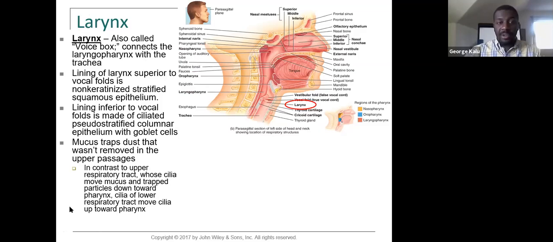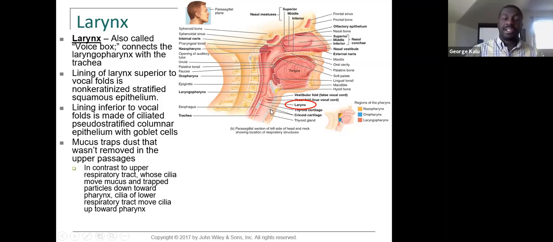Now, once we move past the pharynx, we reach our larynx, which is the next part of our respiratory tract. The larynx, which is also called the voice box, connects the laryngopharynx superiorly to the trachea inferiorly. Inside the larynx, there's a superior region and an inferior region. The superior region is made up of mostly stratified squamous epithelium, while the inferior region is made up of ciliated pseudostratified columnar epithelium with lots of goblet cells, so they produce lots of mucus here. So we have mucus here, and we also have cilia here.